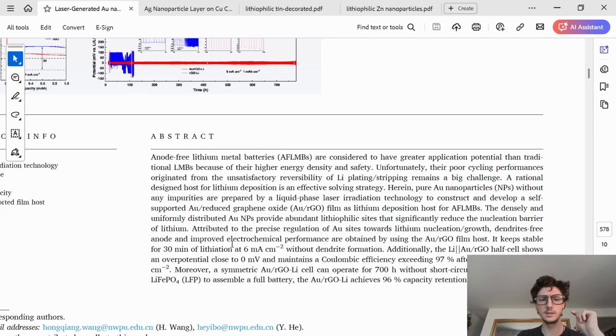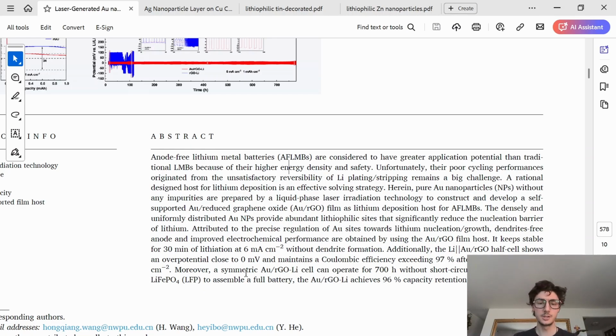Dendrite-free anode and improved electrochemical performance are obtained by using the gold/reduced graphene oxide film host. It keeps stable for 30 minutes of lithiation at 6 milliamps per centimeter squared without dendrite formation. Additionally, the lithium/gold graphene oxide half cells showed an overpotential close to 0 millivolts and maintain a Coulombic efficiency exceeding 97% after 500 cycles at 1 milliamp per centimeter squared.